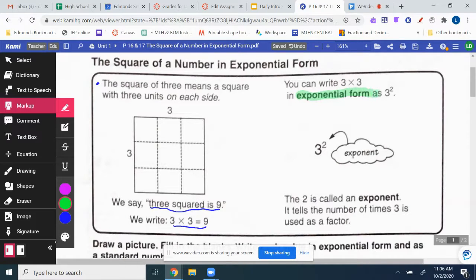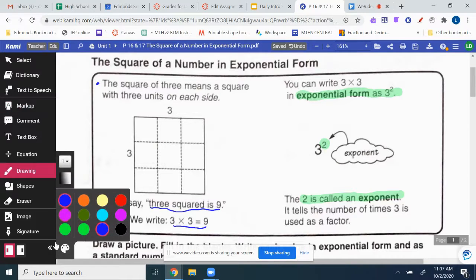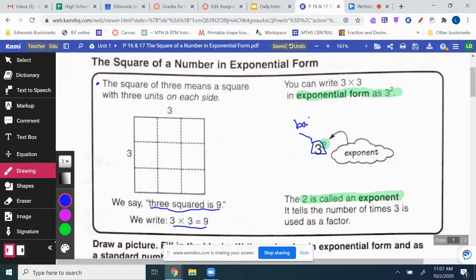The exponential form is 3 squared, or 3 to the second power, might be another way you would say it. The 2 is called the exponent. And I want you guys to notice that this 2 is raised up and written smaller than the base number. So I just put in a lot of vocabulary there. So let's start here. This is called your base. And the 2, that's your exponent.